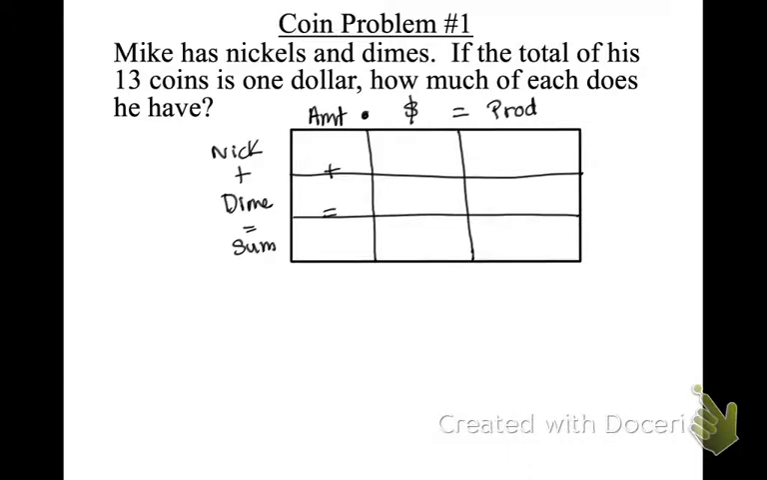So the total quantity goes down here. We don't know how many nickels, so we'll call them N. We don't know how many dimes, so we call it D. The value of a nickel is 5 cents. The value of a dime is 10 cents. We multiply across. And then the total money amount goes down here. Okay? And those are our two equations.